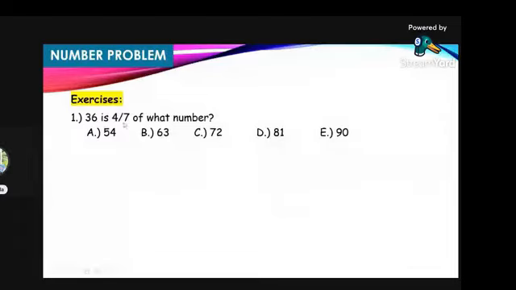36 is 4 over 7 of what number? A, 54, B, 63, C, 72, D, 81, E, 90.